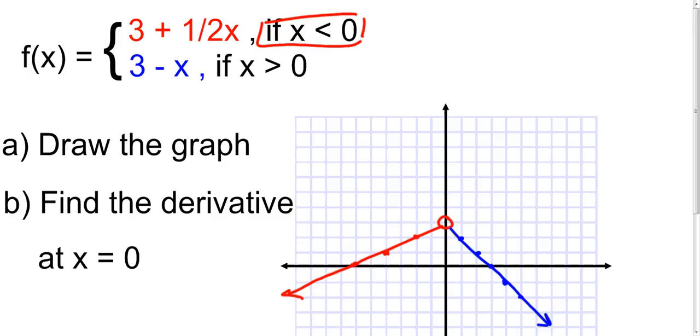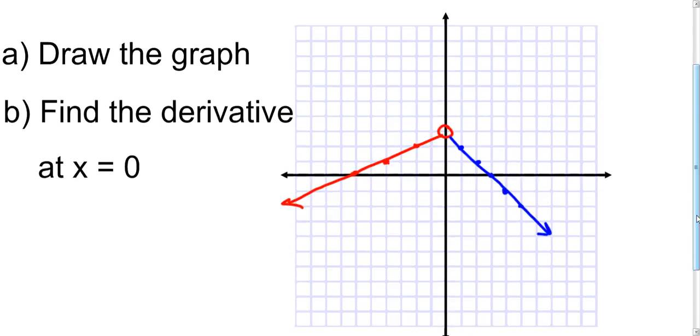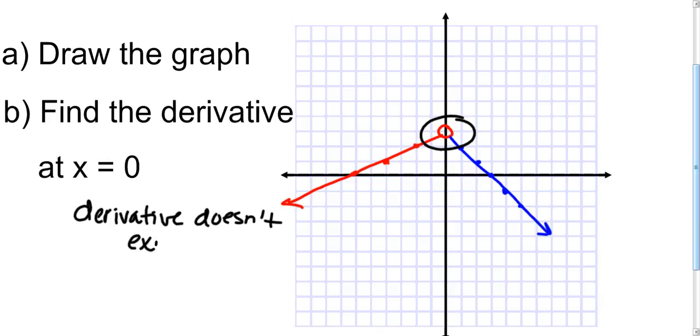The next thing it's asking me to do is to find the derivative at x equals 0. Remember, the derivative is the slope of the tangent line. Well, when I'm discontinuous right here at x equals 0, and it's coming to a point at x equals 0, there's no definable slope, so my derivative can't exist. My derivative doesn't exist because there's no definable slope at 0.